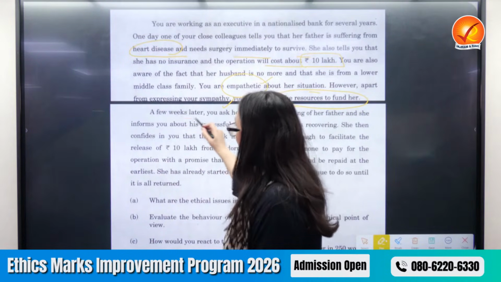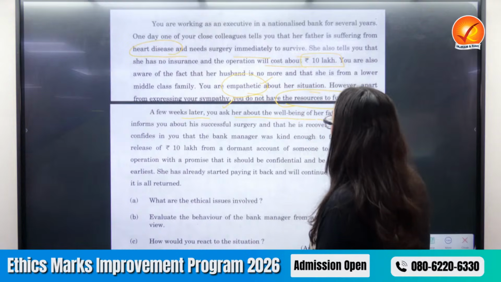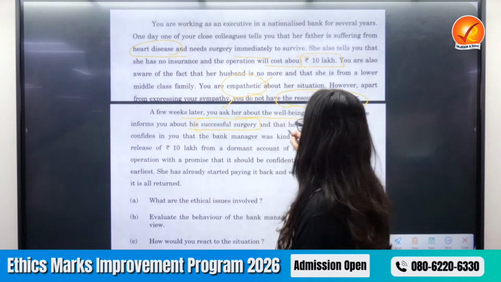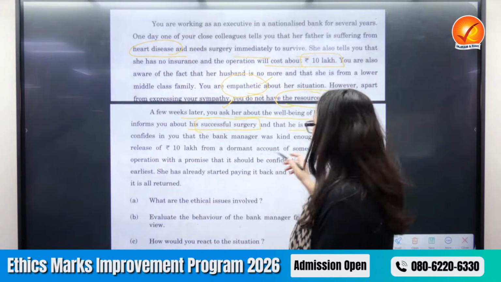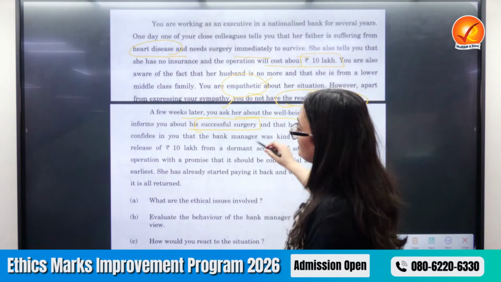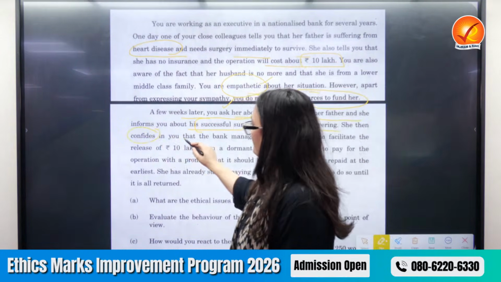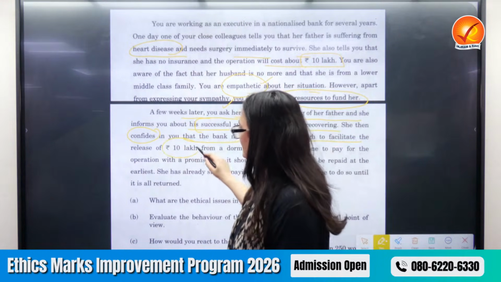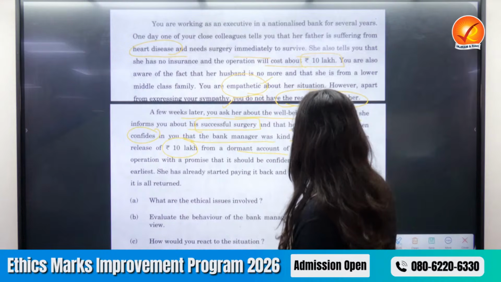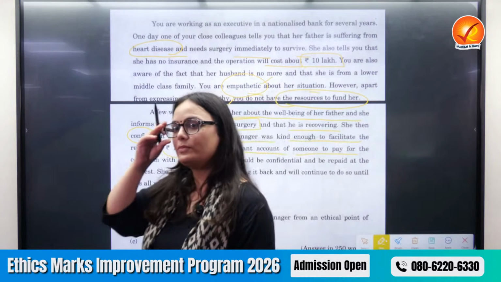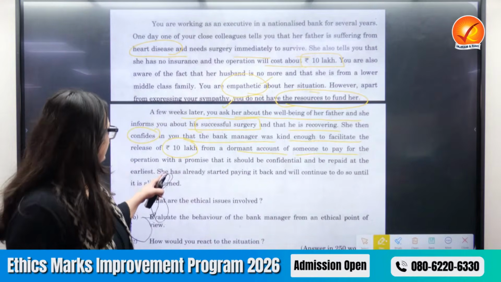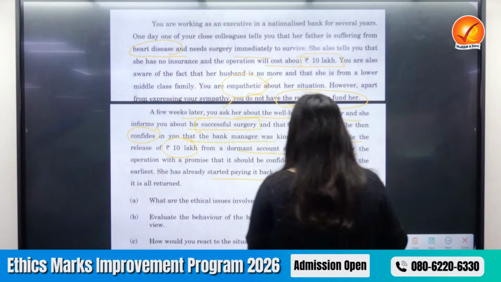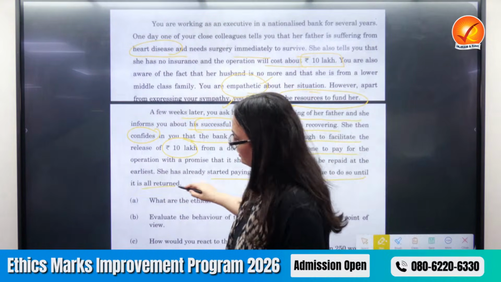Right? A few weeks later, you ask her about the well-being of her father, and she informs you that the surgery was successful and that he's recovering. That is the good news. But then she confides in you that the bank manager was kind enough to facilitate the release of rupees 10 lakhs from a dormant account of someone to pay for the operation, with the promise of her paying it back later. She has already started paying it back and will continue to do so until it is all returned.